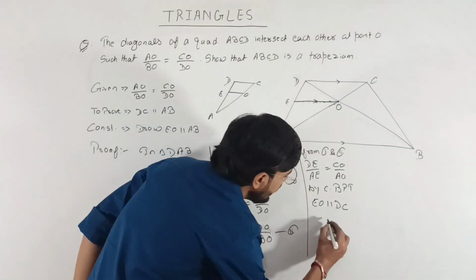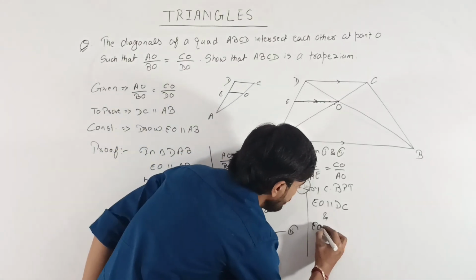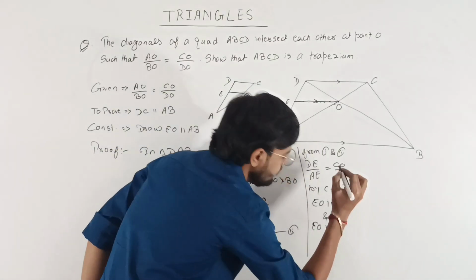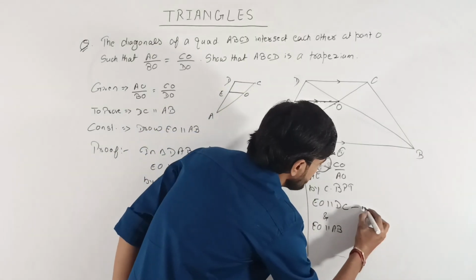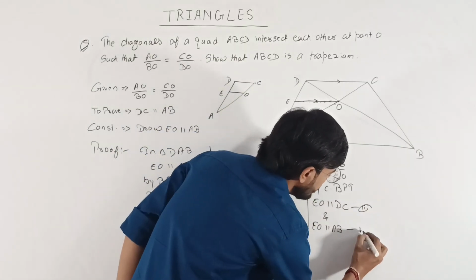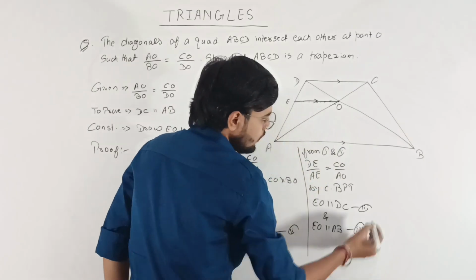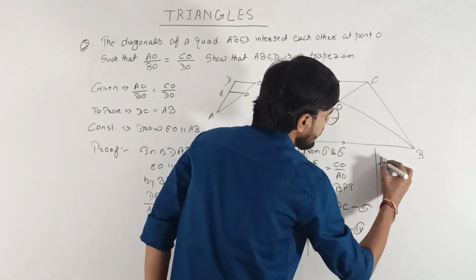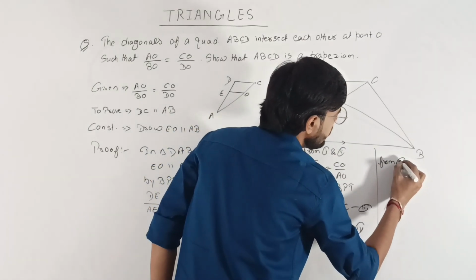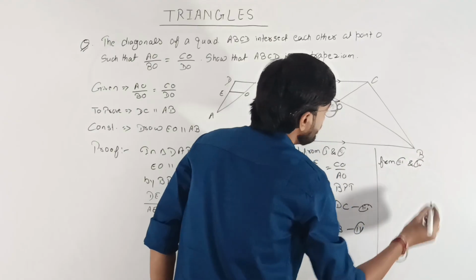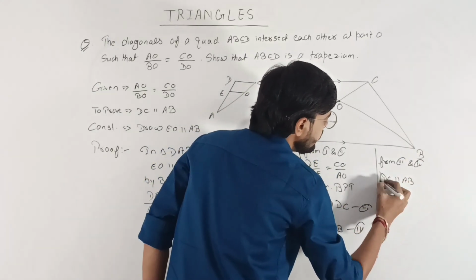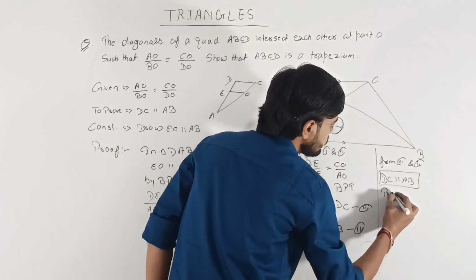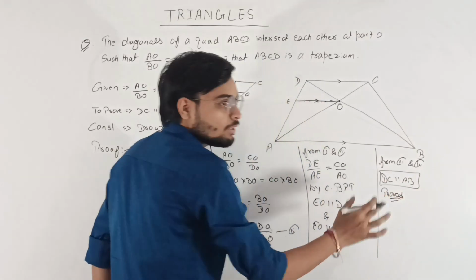Now look, this is parallel and EO is also parallel to AB. We write this as equation third, and this one is equation number 4. Now from third and fourth, we write DC is parallel to AB. We had to prove this. DC is parallel to AB, proved.